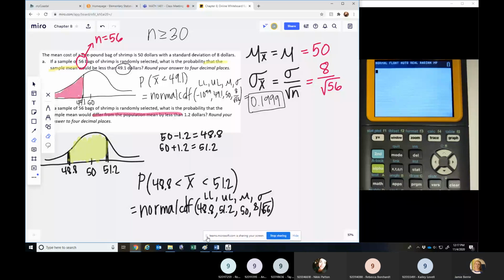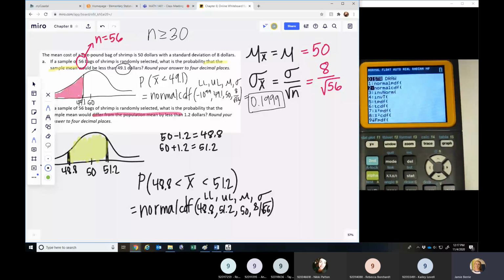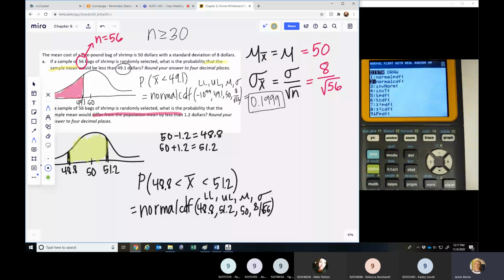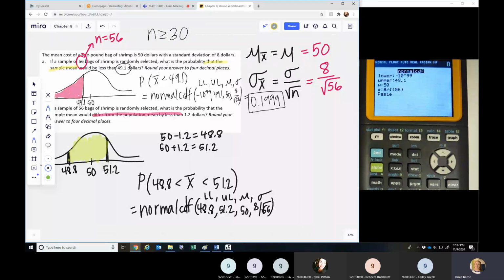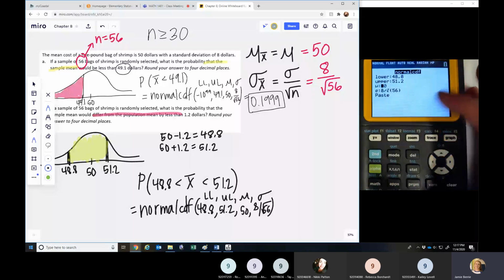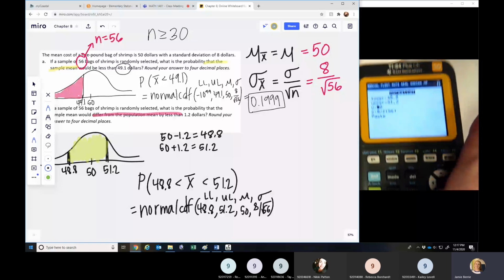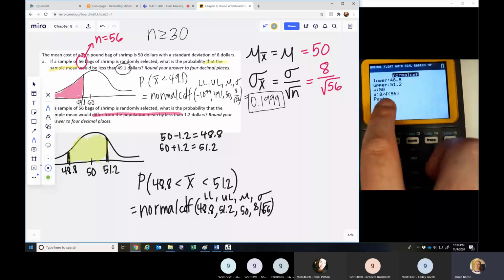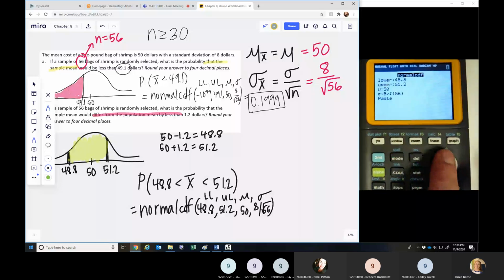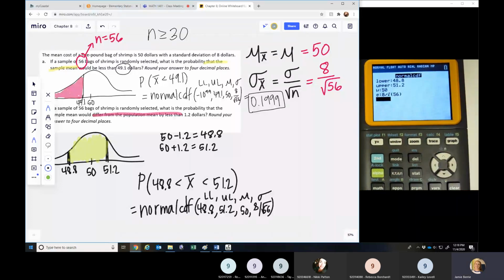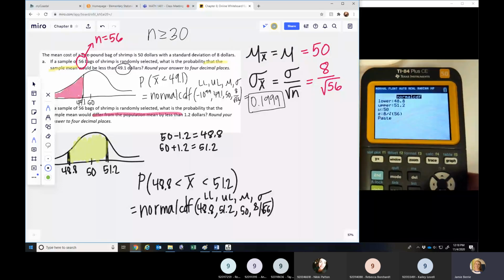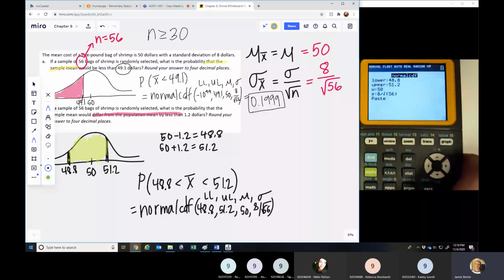All right. Let's go ahead and plug this in. So second vars, go to normal CDF. Whoops. My calculator's bouncing all over the place because I got it propped up on this camera. All right, lower limit 48.8. Upper limit 51.2. And the nice thing about these TI-84 Plus CEs is that they save the last thing you typed in. So it's already got my mean and my standard deviation in there. So I'm going to go down to paste. Some other calculators may do that too. The only calculators I've ever used are the TI-83, and then I had a TI-84 Silver Edition, I think it is.